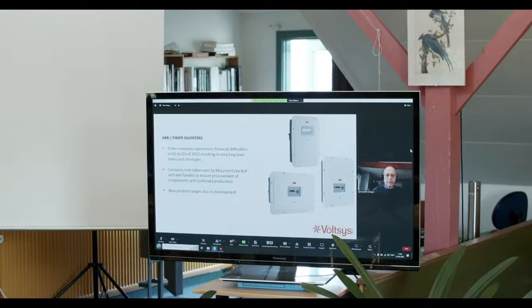But we have had a rough year of it with very slow deliveries and long lead times, with lead times on some products being 8 months to a year. New inverter products are also now in development, so we're quite optimistic with the company going forward. It has the backing of McLaren and Gray Bull, and it has very good engineering, so we're quite satisfied that it will work as a product range.